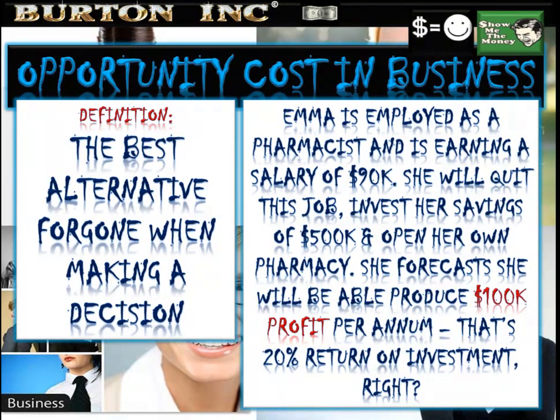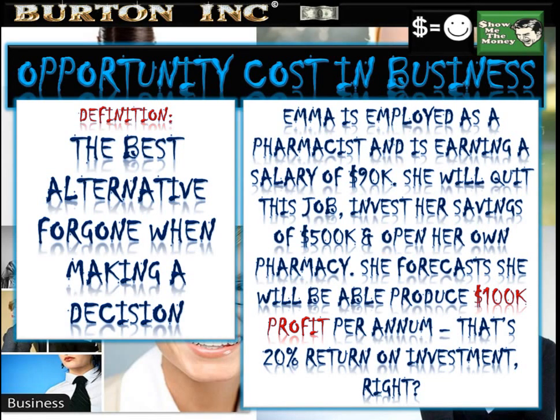And it's a really, really important concept to get your head around. We'll run you through an example here. Emma is employed as a pharmacist and is earning a salary of $90,000. She's thinking about quitting this job, taking her savings of $500,000 to open her own pharmacy. Now she's forecasting that she'll be able to produce about $100,000 in profit per year.